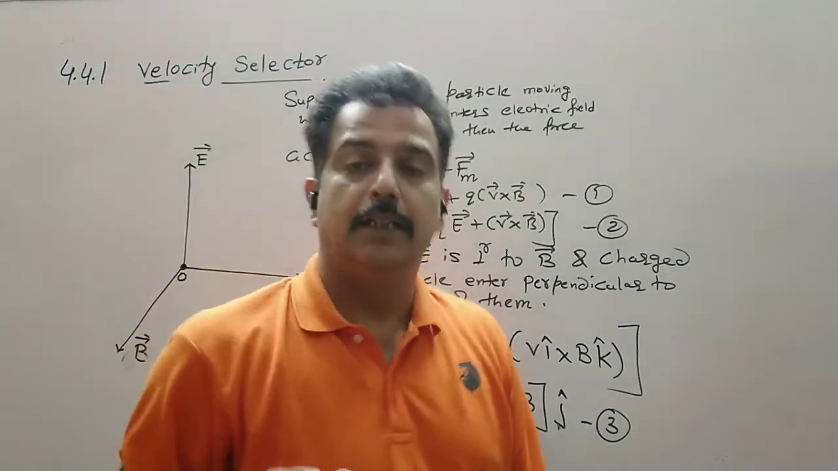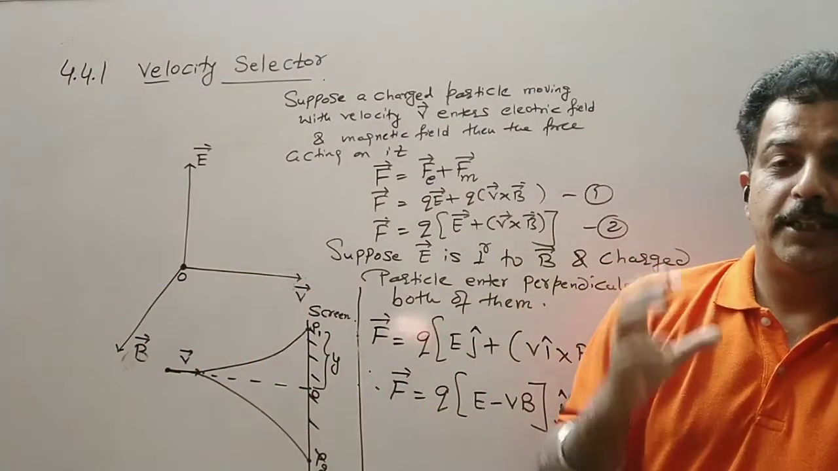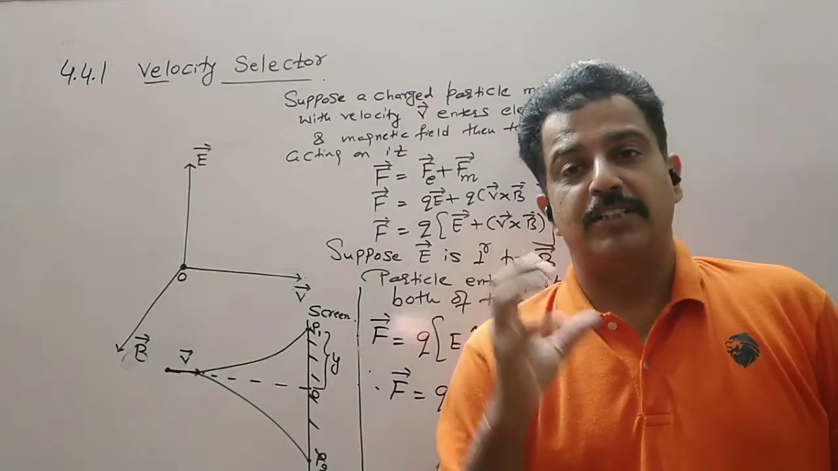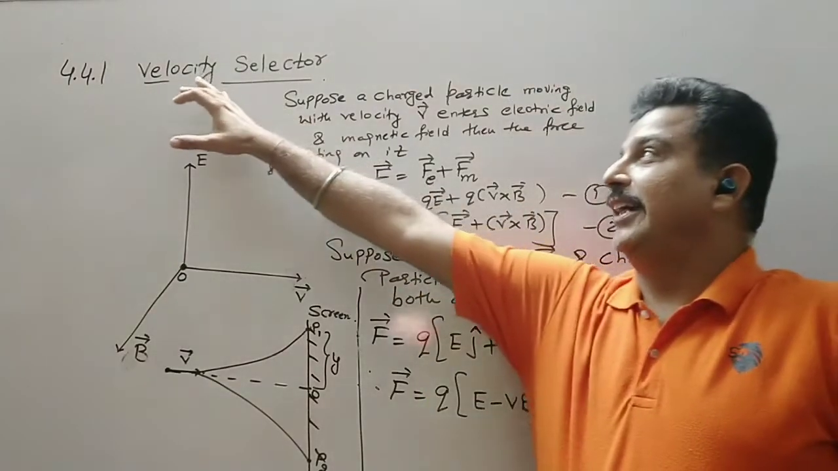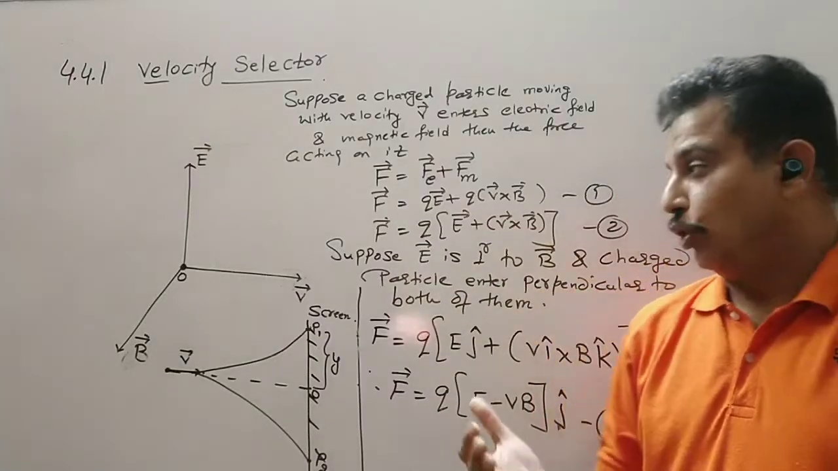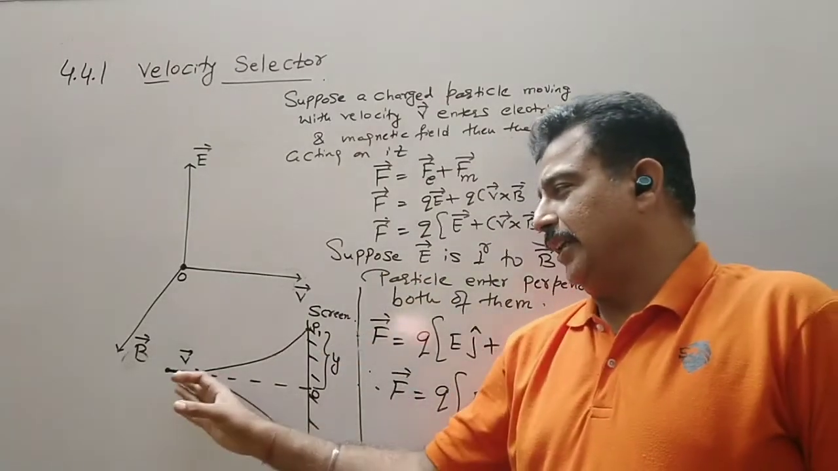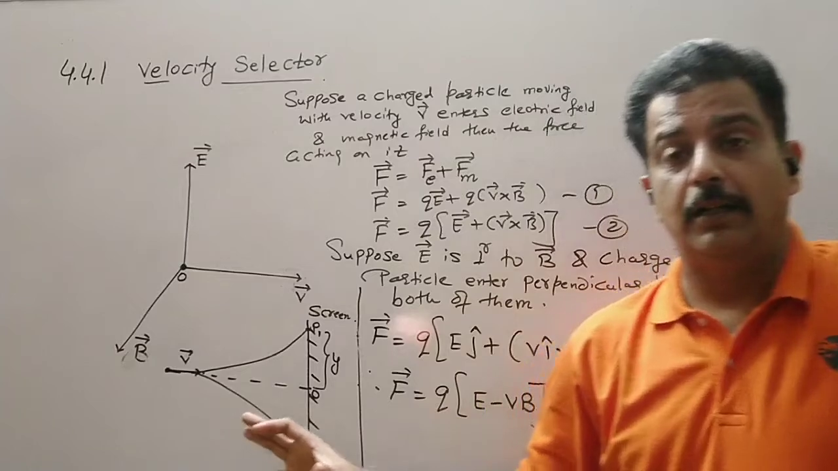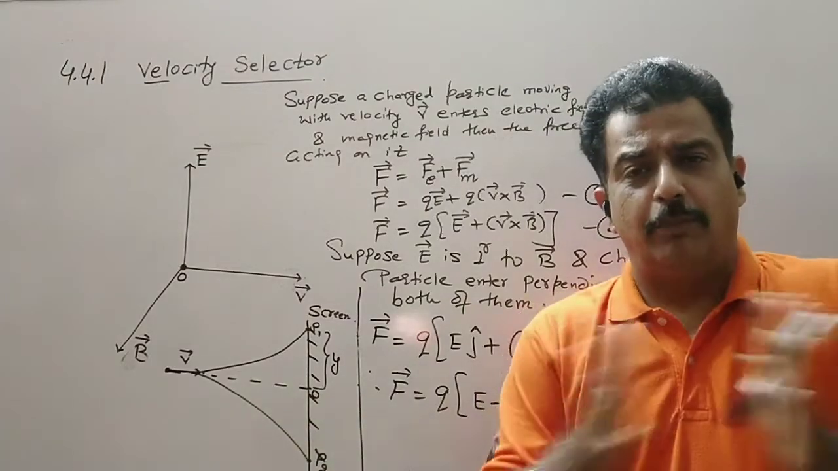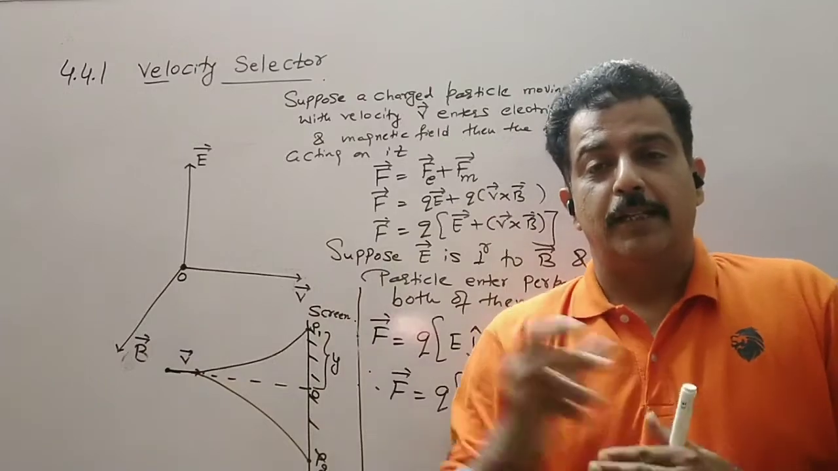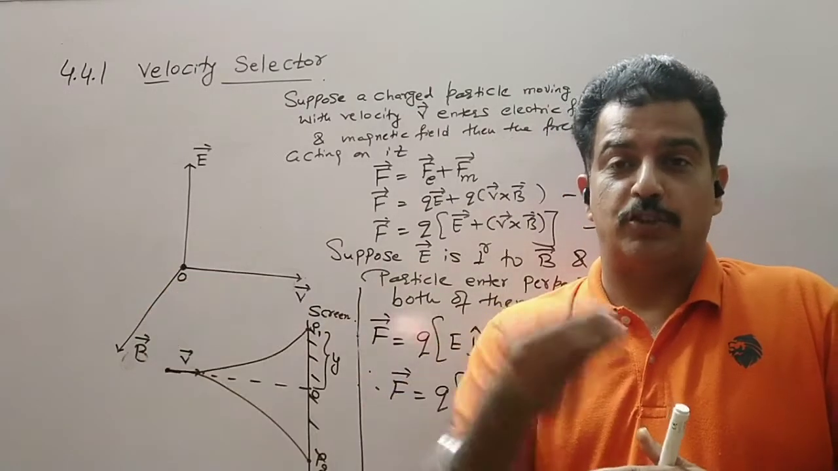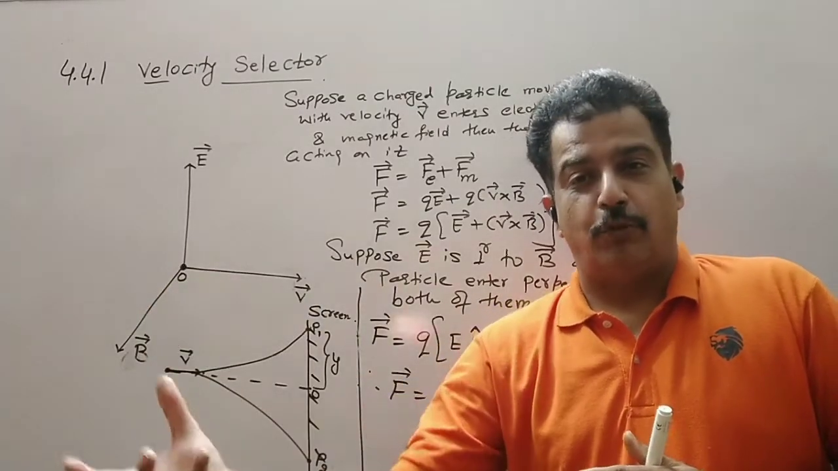So this method is used to determine the speed of a charged particle and therefore it is referred to as a velocity selector. So all the particles, it is not necessary we have a single particle. There may be a number of charged particles. Some have charge e, some have charge 2e, some have mass m, some have mass 2m, some have mass 4m.